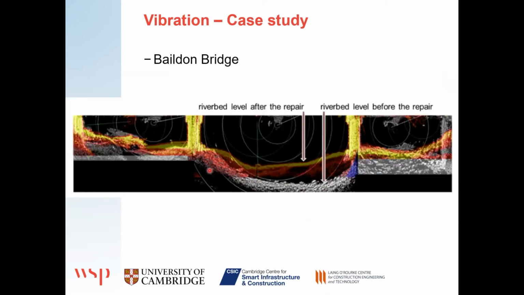This is a scan of the riverbed. The grey line shows the riverbed level at the start, where there was about a 1.8 metre deep scour hole near to one of these piers. That was then filled in during these remedial works whilst this bridge was being monitored.